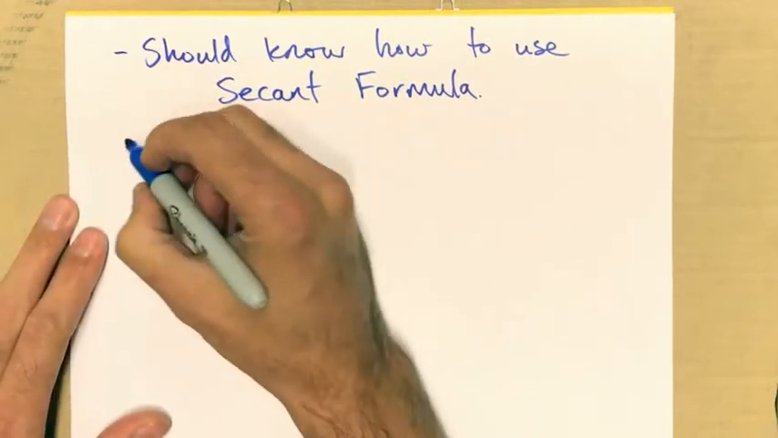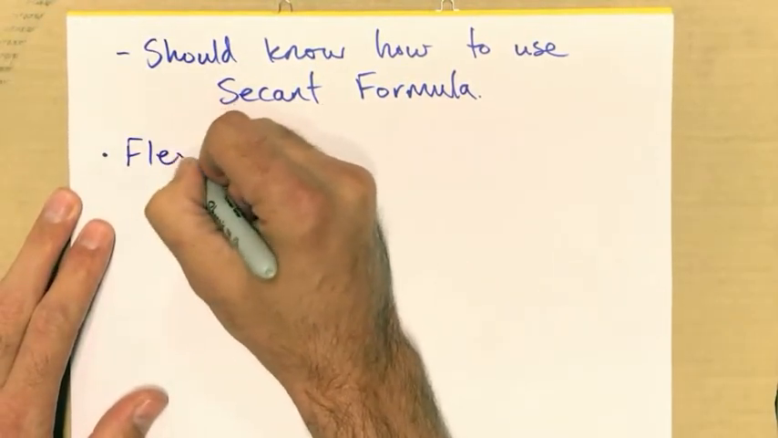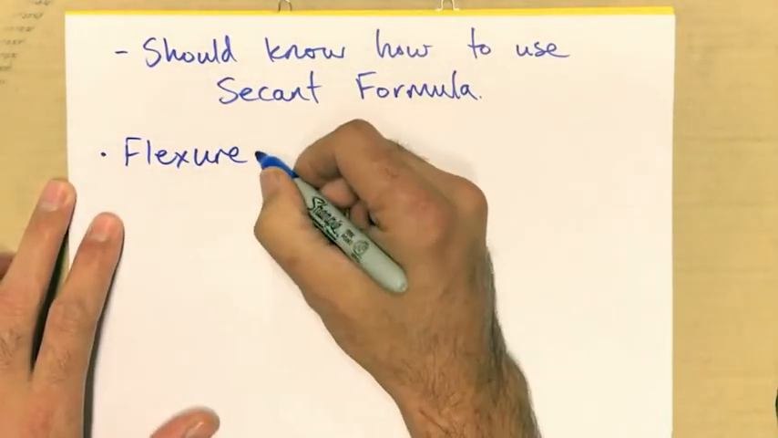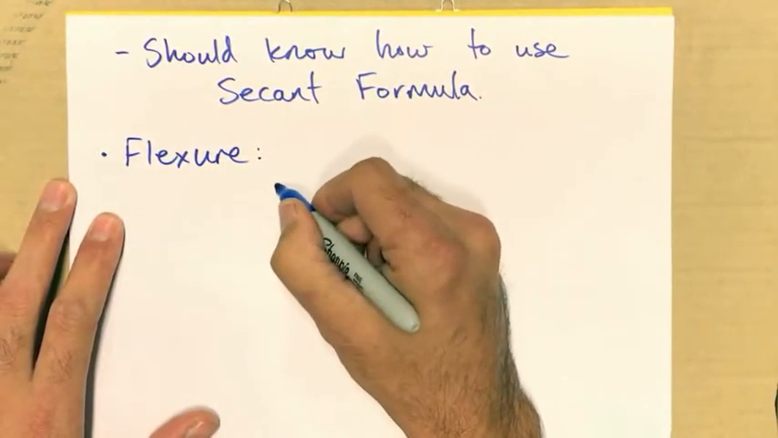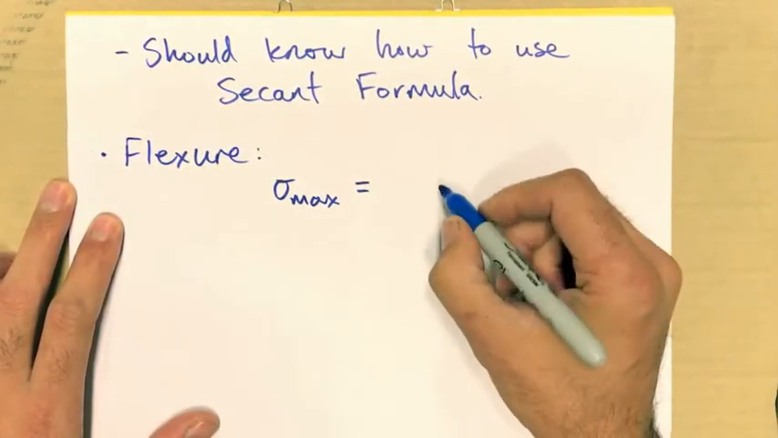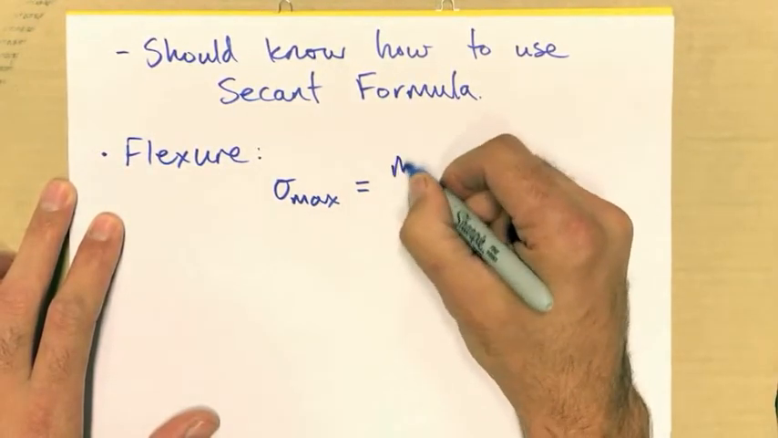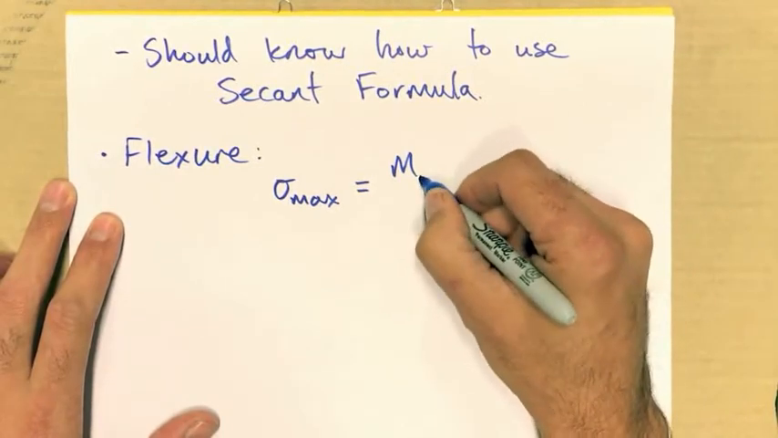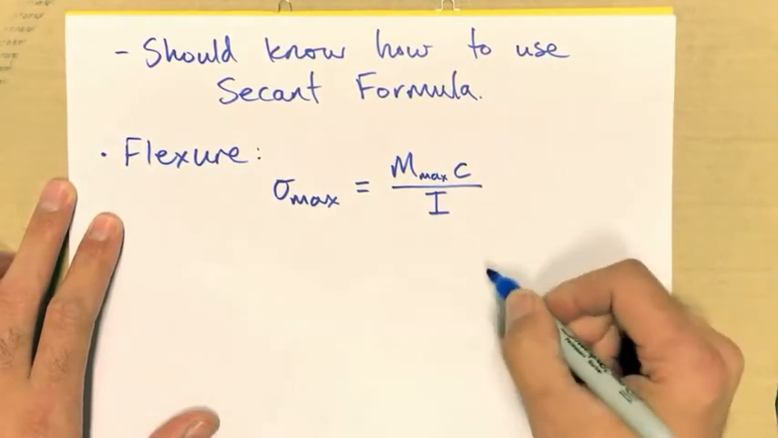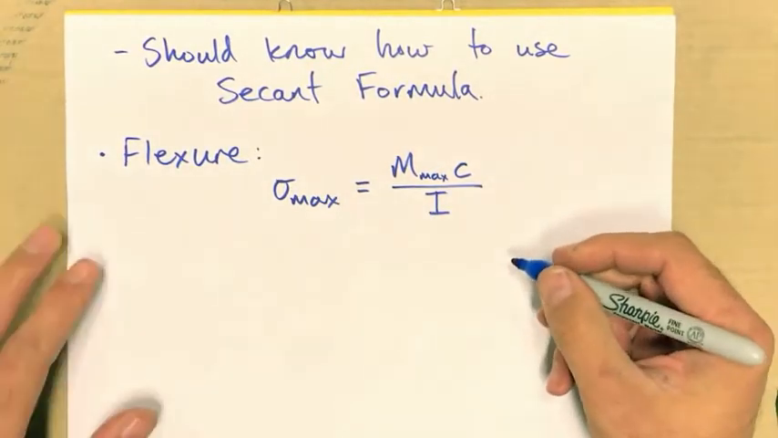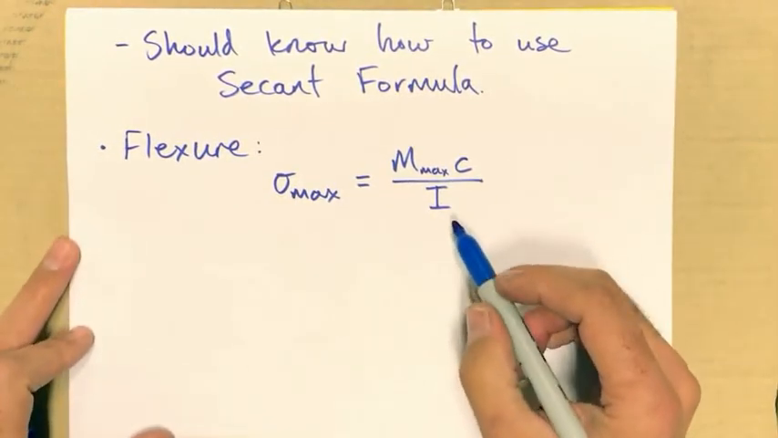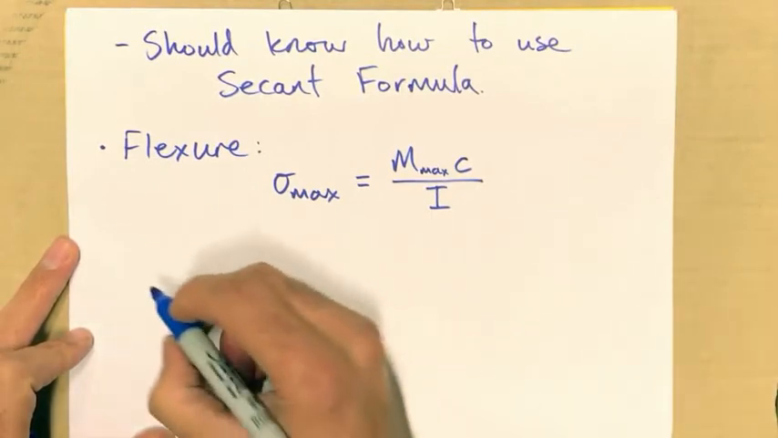Okay, what did we go on to then? Flexure, I think, was next. I apologize if I got the chronological order incorrect, but I think it's right. For flexure, you should know that the maximum axial loading in a beam, sigma max, is equal to the maximum bending moment times distance from the neutral axis divided by I. This is the maximum axial stress in a beam. You should know that equation.